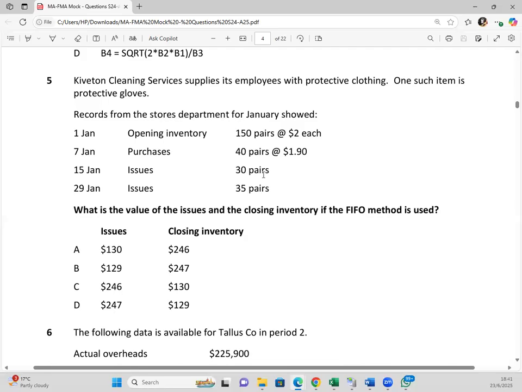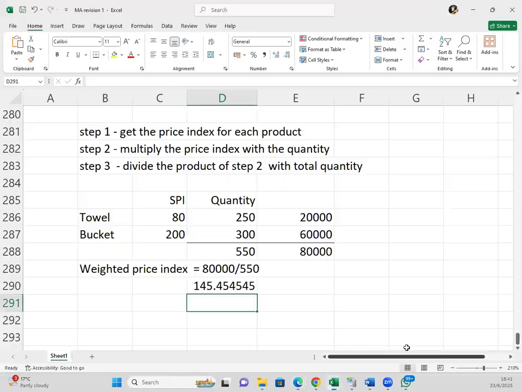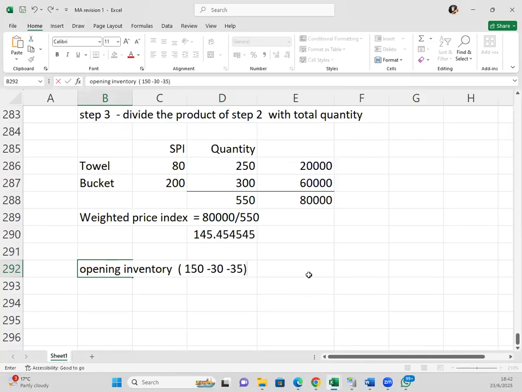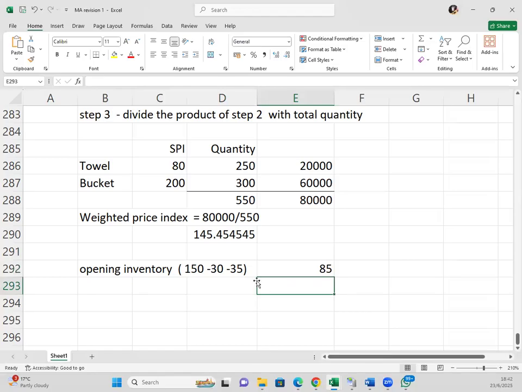So from the opening inventory, we had 150, we deduct the 30, we remove the 35. From 150, how many are we going to remain with? 150, we remove the 30, we remove the 35. So from this batch, we are going to remain with 85 units.